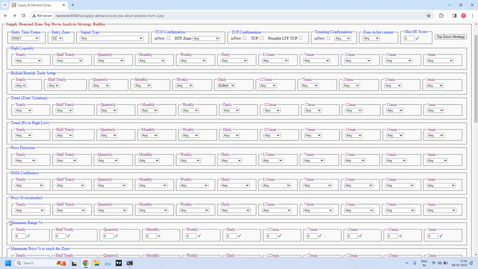Here we have a parameter, minimum range percent. This is a demand zone distal line to supply zone distal line, D to D range. This is nothing but reward. So in daily time frame, I am setting the value 5.